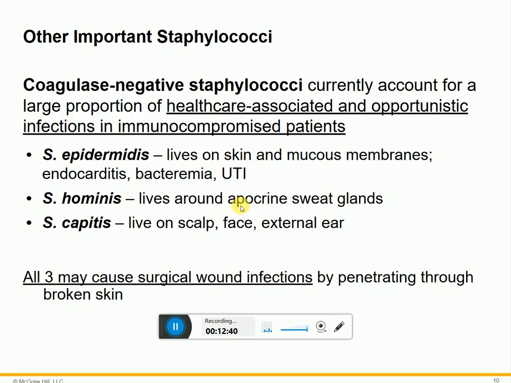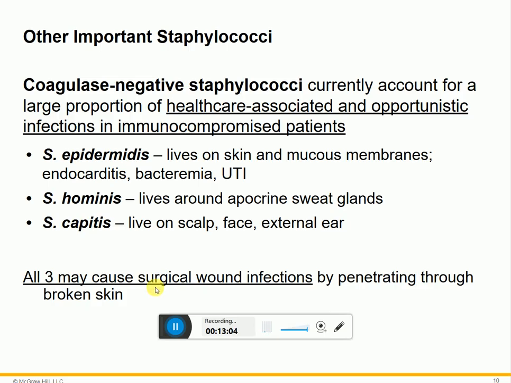Staphylococcus hominis is found around the apocrine sweat glands. And then the capitis is found on the cap, okay, so on the scalp, on the face, and the external ear. All three of these can cause surgical wound infections if they are able to penetrate through the surgical wound.